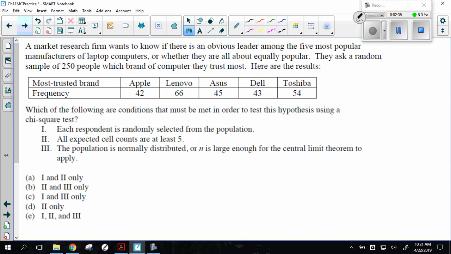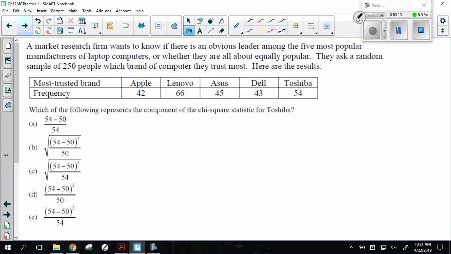All right, same situation. Which of the following are conditions that must be met in order to test this hypothesis using a chi-square test? Each respondent must be randomly selected. Absolutely, it always has to be random. All expected cell counts are at least 5. That is true. The population is normally distributed. Absolutely not. We're using a chi-square distribution, not a normal distribution. So then the answer must be 1 and 2 only.